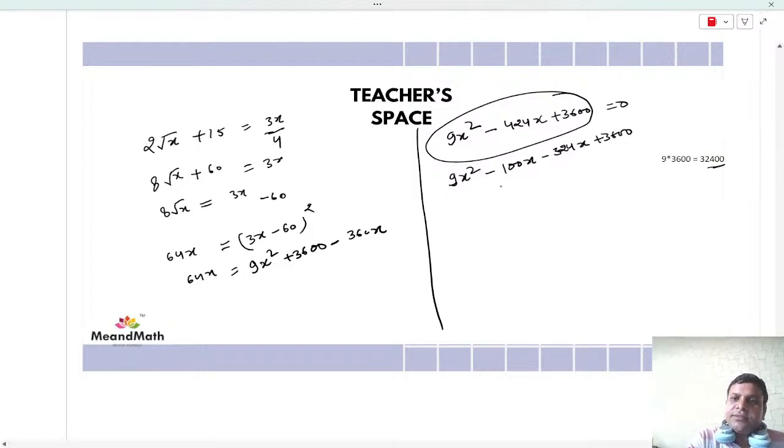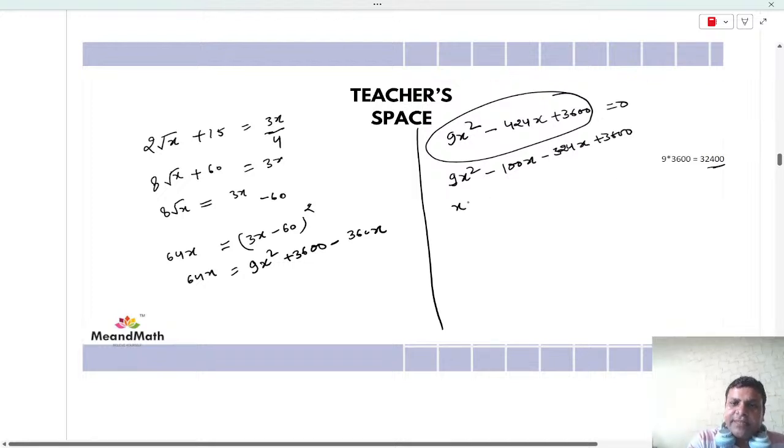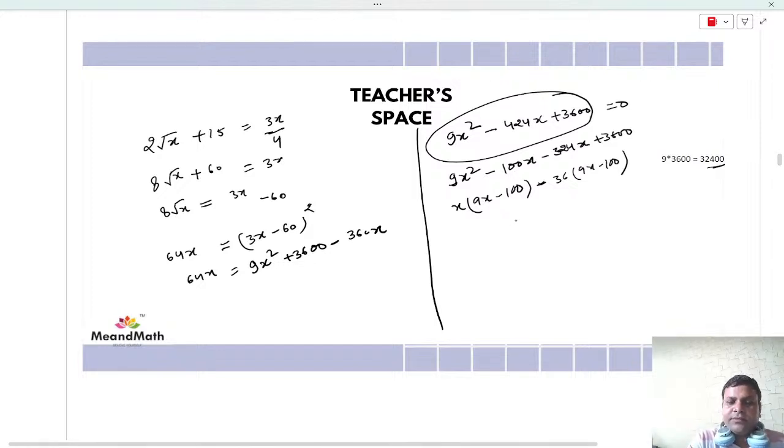Okay, so take common x, 9x minus 100 and 36, 9x minus 100. Okay, so this is a very complex situation. Now you can simplify it.